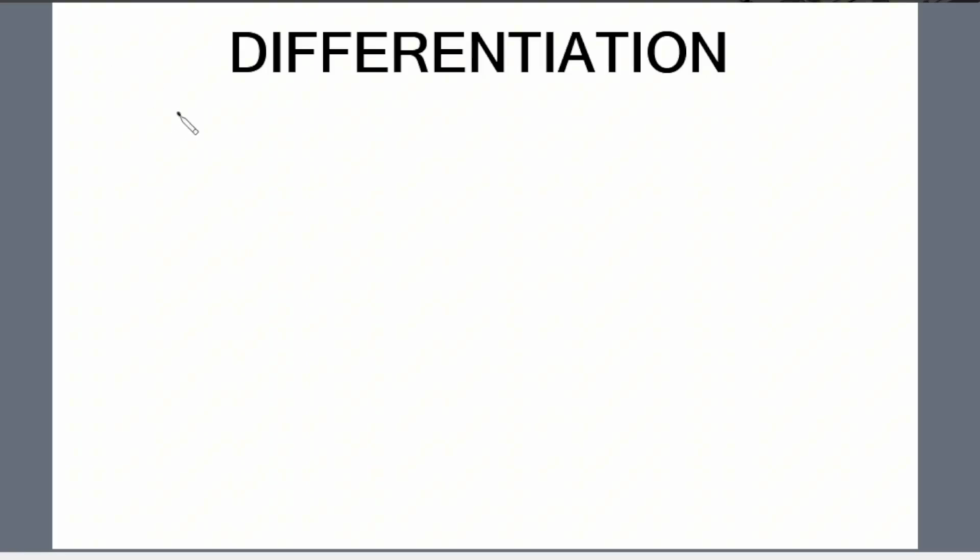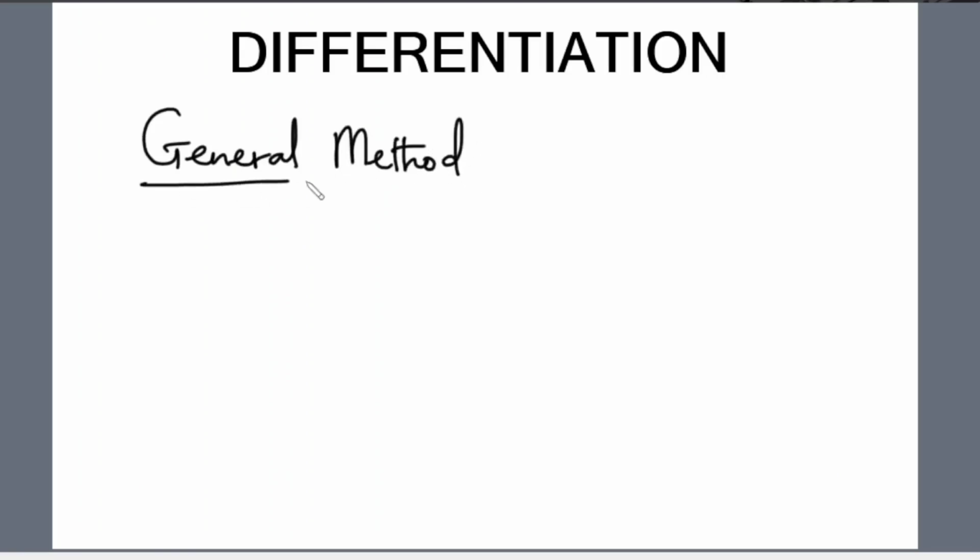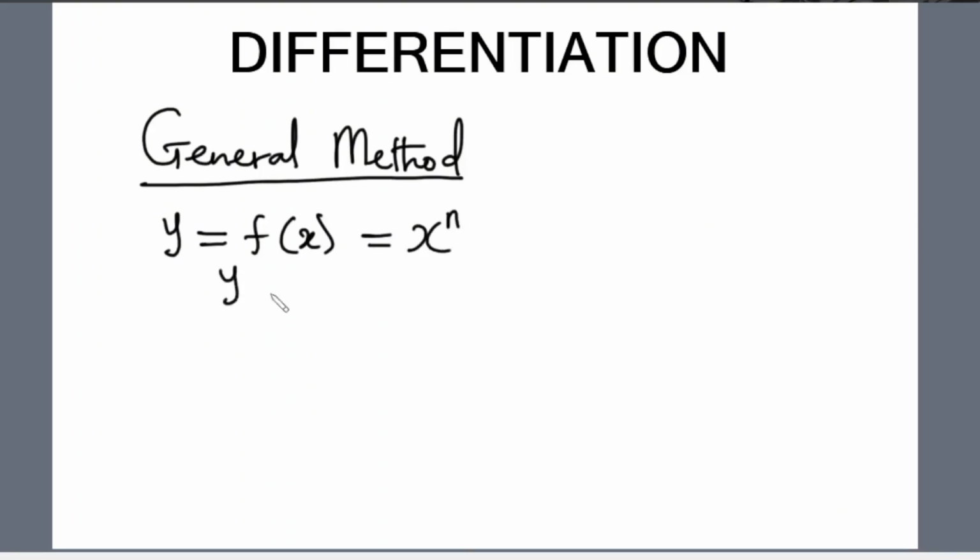Now, the general method. So y equals f of x. Assuming f of x equals x raised to the power of n, that means y equals x raised to the power of n. Now, let's find dy all over dx, or you could say differentiate y with respect to x.